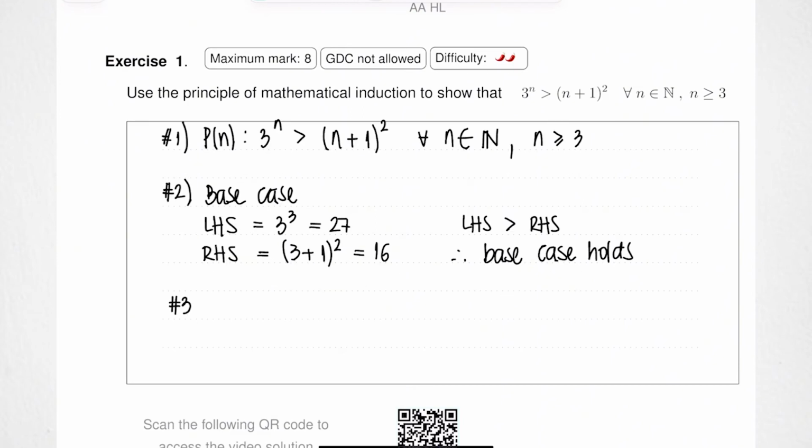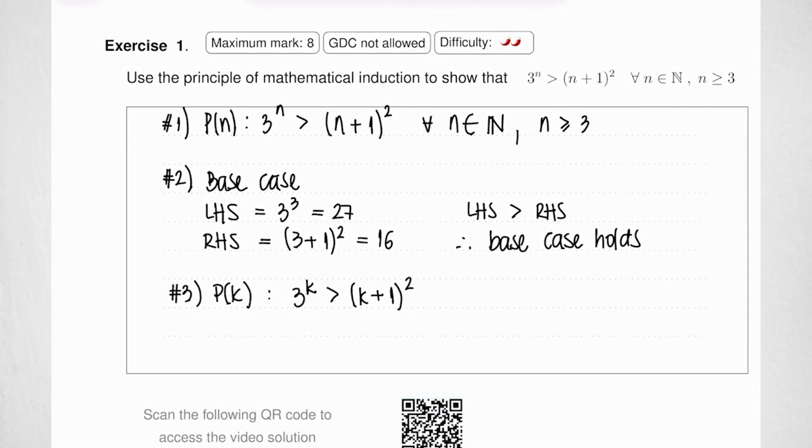Step number 3, the inductive hypothesis, P(k). You're going to rewrite your P(n), but replacing n by k. And you're going to assume that this is true for some k, and then you rewrite the interval, which means in this case, natural numbers greater than or equal to 3. So this is our assumption.